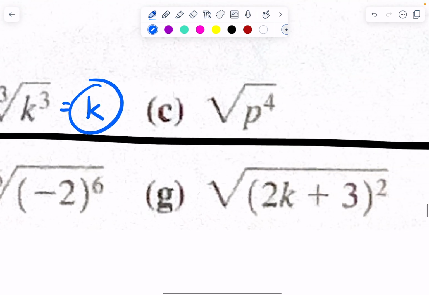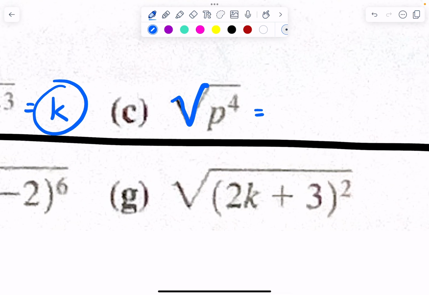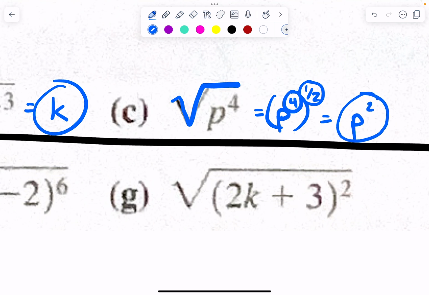Here, we have the square root of p to the 4th power. So this is saying, what do you take times itself to get p to the 4th power? Another way that you can think of this is that this is a square root, and the square root we know means to the 1/2 power. Well, what happens if I multiply these two together? I combine those, that's just p squared. What do you take times itself to get p to the 4th power? It's p squared, right? This is just another way of thinking about that, okay?